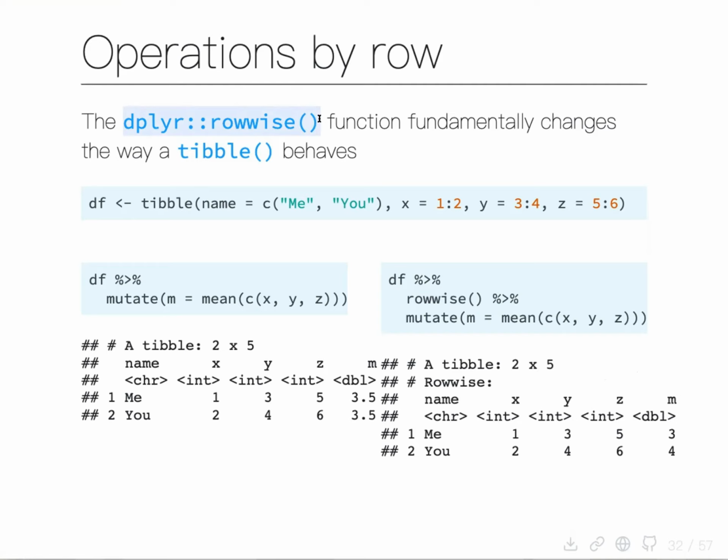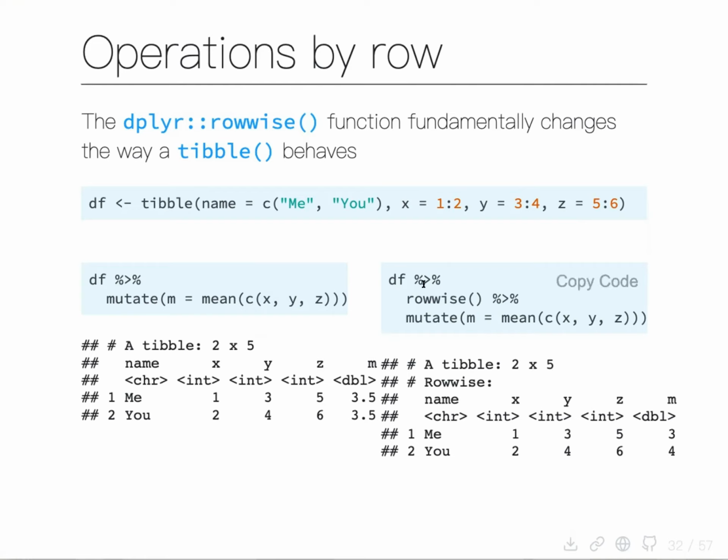And so here's a really quick example, right? I have a tibble. I say name, me and you, and then x is 1 to 2, y is 3 to 4, and z is 5 to 6. Okay, so that's what my data frame looks like. And if I say mutate, create a new column called m, which is going to be the mean of x, y, z, well, this is going to say the mean of x, the mean of y, the mean of z, and it's going to give me 3.5, right?